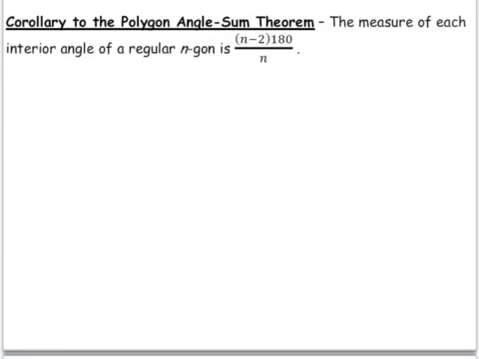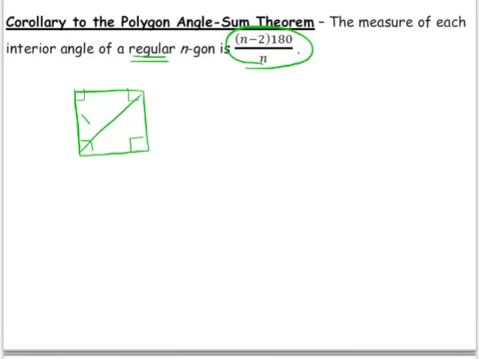Okay, let's look at the corollary to the Polygon Angle Sum Theorem. Using this formula, we're going to find the measure of a single angle in a regular polygon. And this only works for regular polygons. So, let's look at a silly example. Let's look at a square. We already know what the measures of each of the interior angles are, but for just a second, let's pretend we don't. If we did construct our triangles, we would have 2, and the sum of the measures of the angles of each triangle is 180.